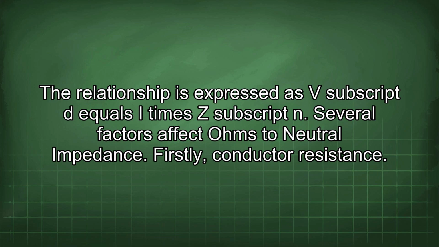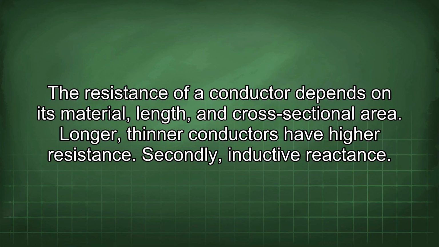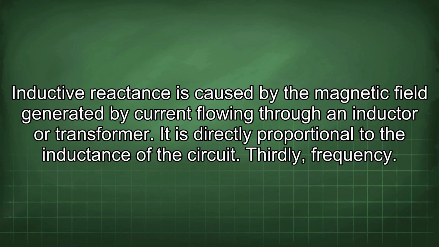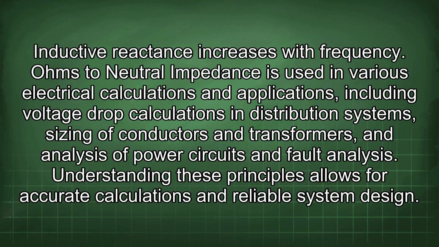Several factors affect ohms to neutral impedance. Firstly, conductor resistance. The resistance of a conductor depends on its material, length, and cross-sectional area. Longer, thinner conductors have higher resistance. Secondly, inductive reactance. Inductive reactance is caused by the magnetic field generated by current flowing through an inductor or transformer. It is directly proportional to the inductance of the circuit. Thirdly, frequency. Inductive reactance increases with frequency.